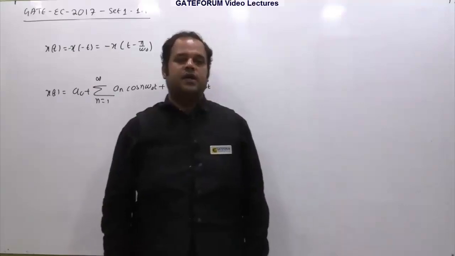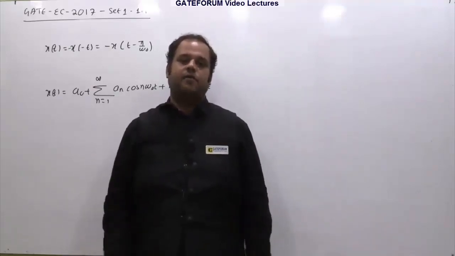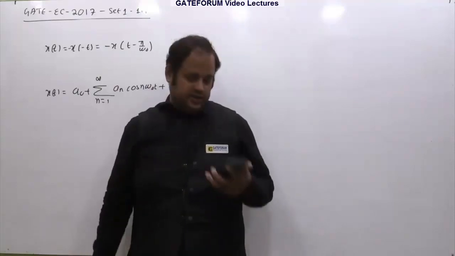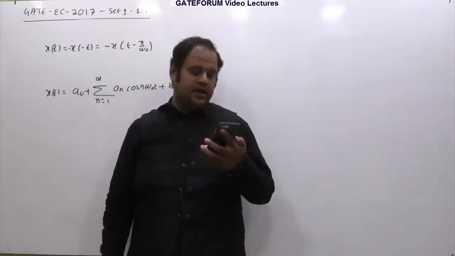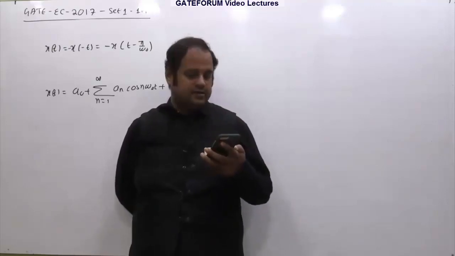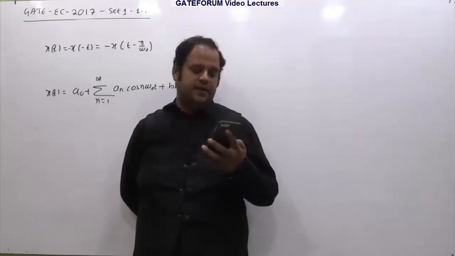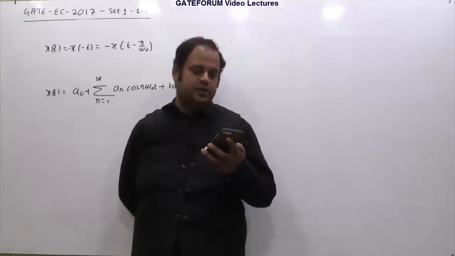This is a 1 mark question asked in GATE 2017 of electronics. This is from the signals subject and from the continuous time Fourier series topic. The given question is, a periodic signal x of t has trigonometric Fourier series expansion. If x of t equals to minus x of minus t and is equals to minus x of t minus pi by omega naught, we can conclude that.